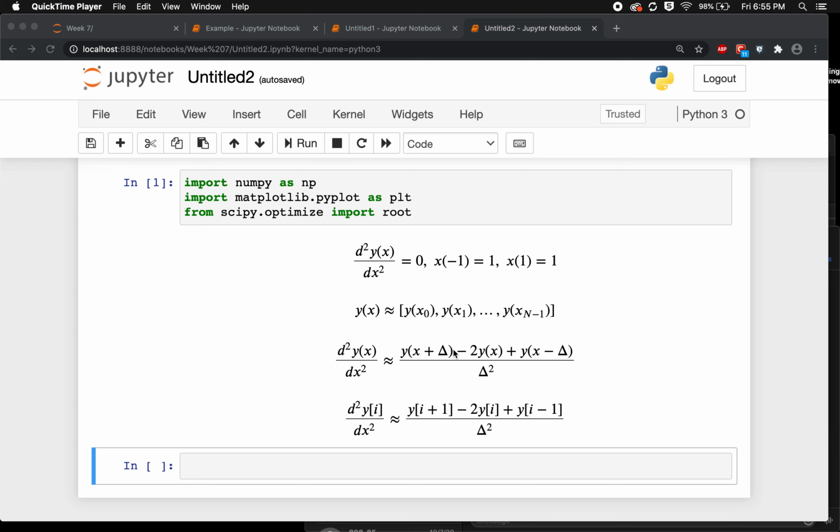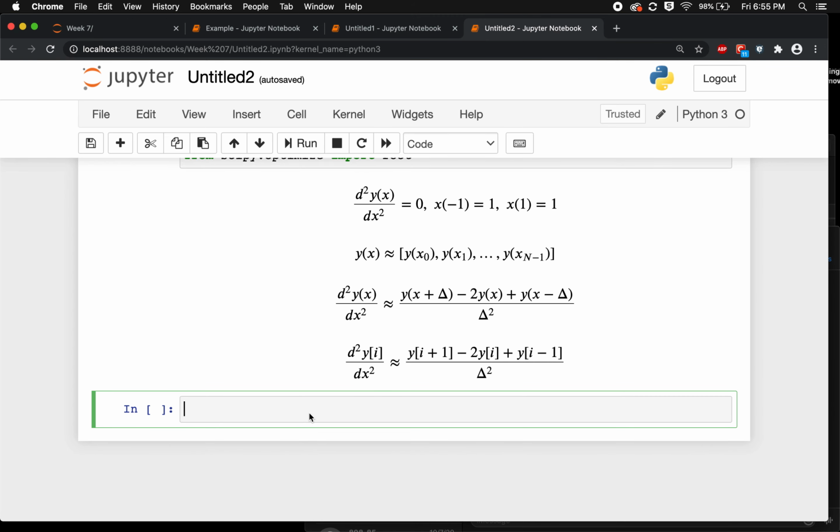squared. But the key thing is if we choose our x's such that the distance between adjacent points, like x of 0 and x of 1, is equal to delta, and they're all equally spaced, then we can think in terms of indices that the second derivative of y at the ith position with respect to x is just y of i plus 1, that's the x plus delta, minus 2y of i, which is the 2y of x, plus y of i minus 1, that's the x minus delta, all over delta squared.